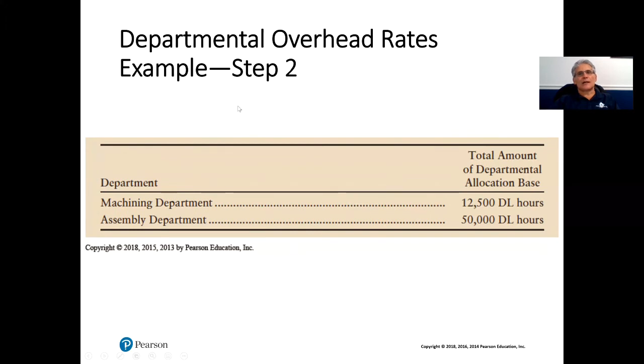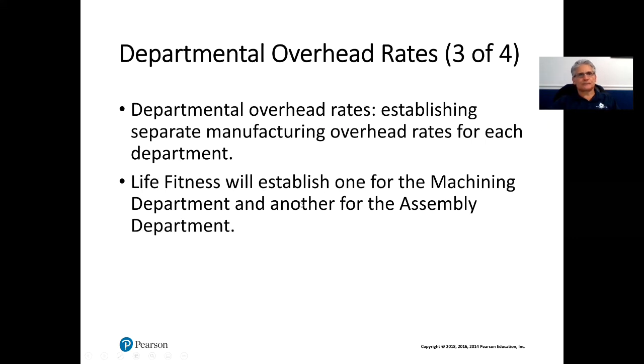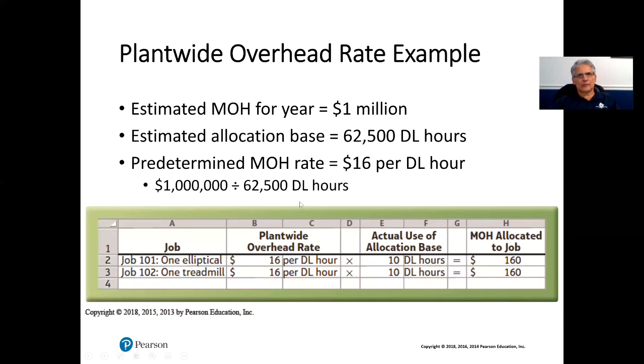Step 2, let's come up with an allocation base. Apparently we're going to use direct labor hours again for both the machining and the assembly, but now we're going to estimate what their specific direct labor hours are going to be for each department. In the example when we used the plant-wide, we used total direct labor hours. In fact, let's go check. What was the total direct labor hours?